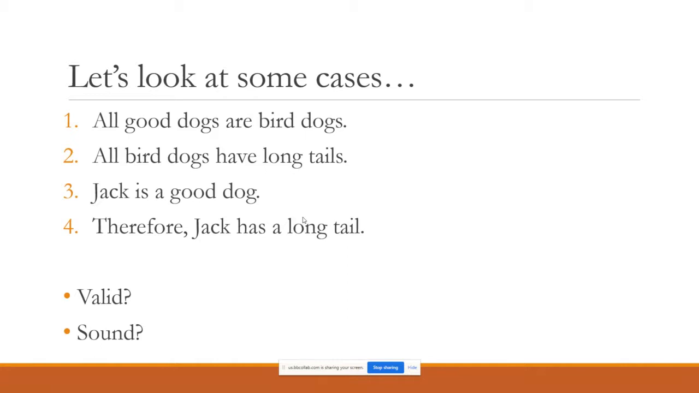Go ahead. Okay, so if you paused, you're back. The answer here is yes and no. So yes, it's valid. No, it's not sound. The good dogs are all bird dogs, and all the bird dogs are long-tailed things. That's what this diagram says, right? So the whole circle here of good dogs falls within the bird dog circle. That's what we're representing, that all good dogs are bird dogs. And all bird dogs have long tails. That's what we're representing with the bird dog circle falling completely within the long tail circle.